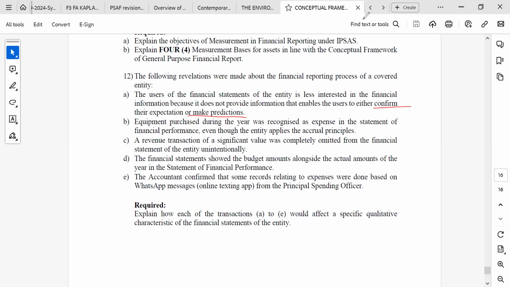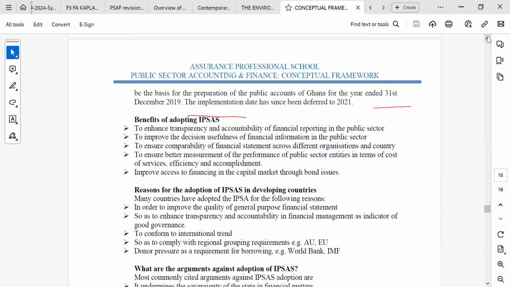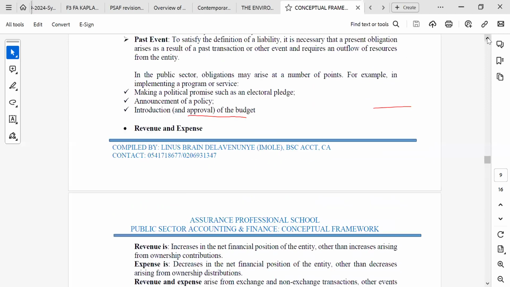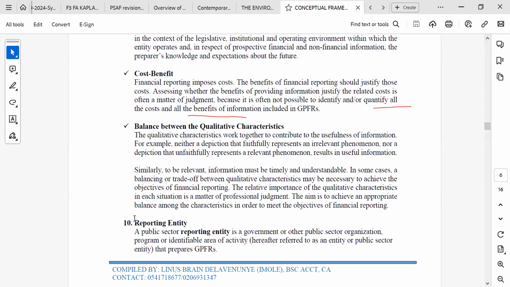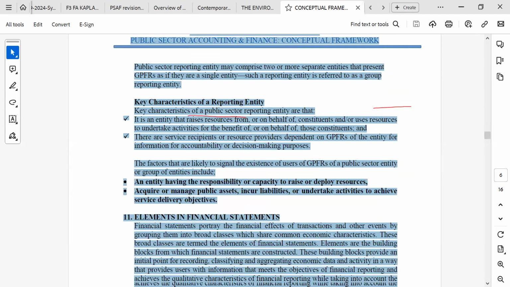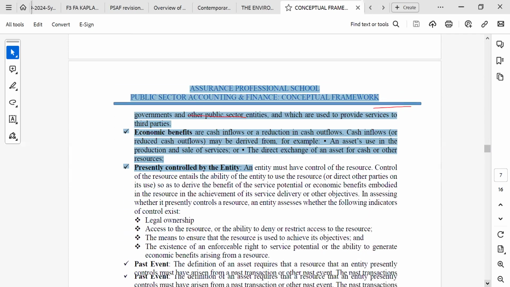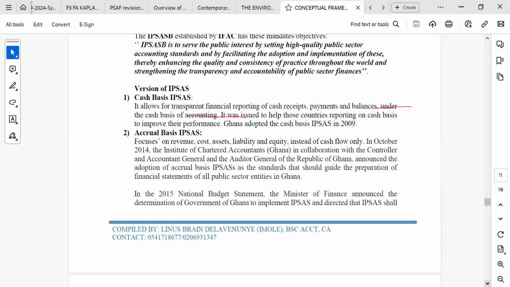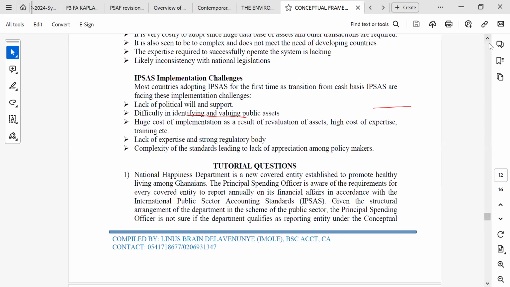And what are we left to take? Let me see. We are left with... Okay, so this one there, we don't have to waste time on them. Okay, so we look at what a reporting entity is. So we'll be starting from what a reporting entity is, and some other issues. So the elements of financial statements, which we know most of them already. Then we look at the measurement basis, and we look at the IPSAS, the benefits and the reasons, the challenges and all those things. Okay, this one, next week within 1 hour, we can finish it.